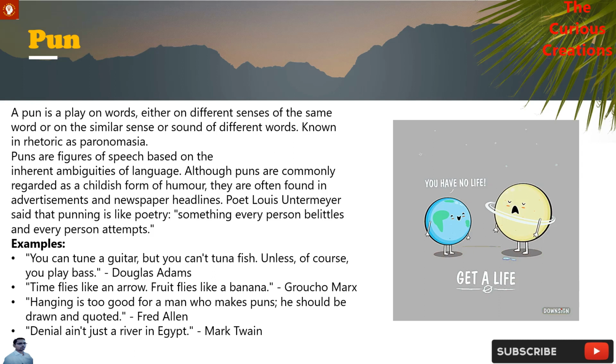"Time flies like an arrow, fruit flies like a banana" by Groucho Marx. Here, words are not the representatives of what they mean, though it is pun. It is actually used as a humor or a joke mostly in our daily life.